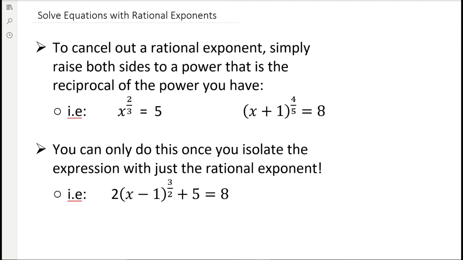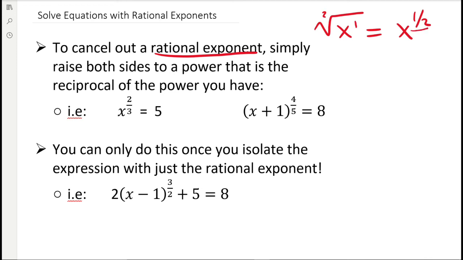All right, so now let's talk about solving equations with a rational exponent, the last topic of this lesson. So if we want to cancel out a rational exponent, remember rational means fraction, right? So it's like a fractional exponent, like 1/2 or something like that. Rational exponents also mean radicals. So the square root of x is the same thing as x to the 1/2 power. Remember, power over index.